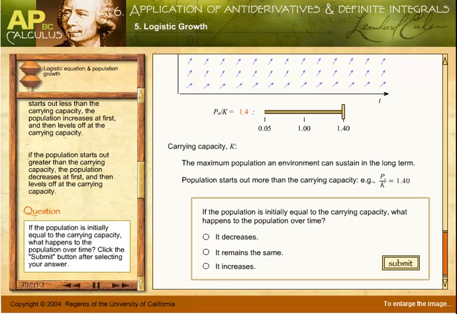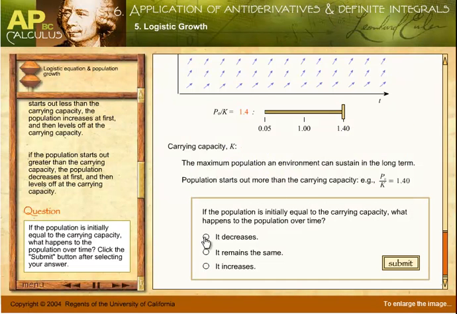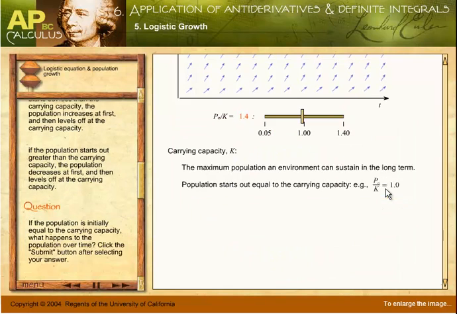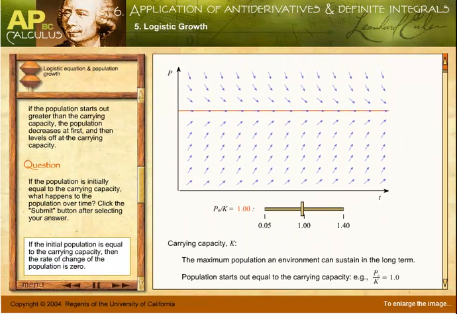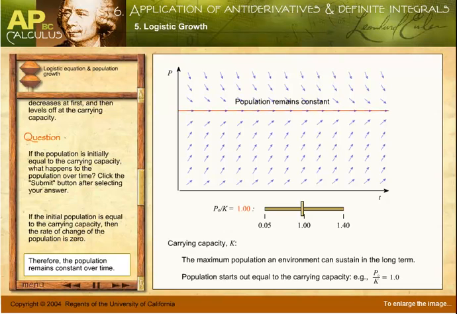Click the Submit button after selecting your answer. If the initial population is equal to the carrying capacity, then the rate of change of the population is 0. Therefore, the population remains constant over time.